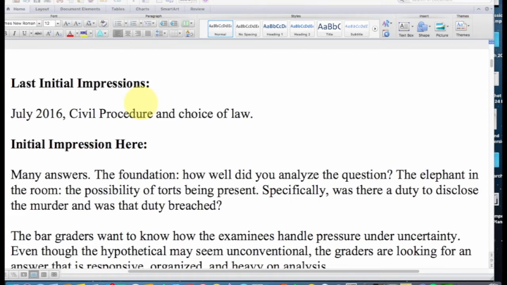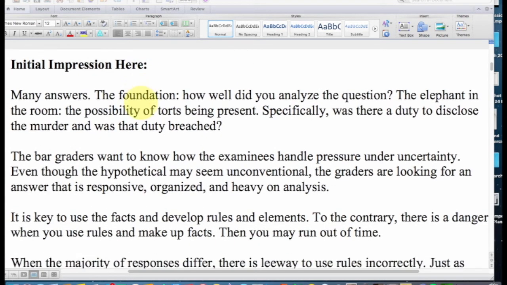2017. So my initial impression here is that there were many responses to this. And of course, the question that you need to ask is whether you did a fantastic job in analyzing the issues there. And there was an elephant in the room there, all right? And that's the possibility of torts being present. And more specifically, was there a duty to disclose a murder? And was that duty breached?